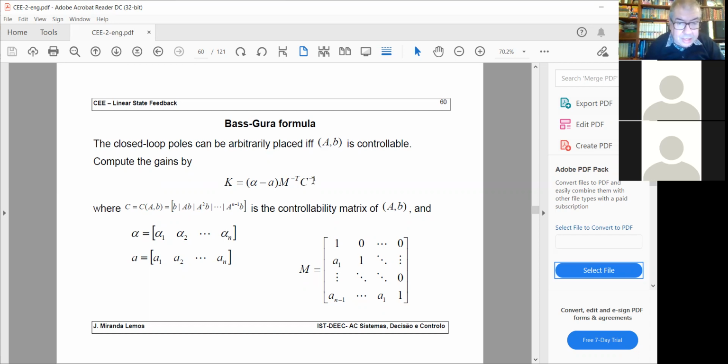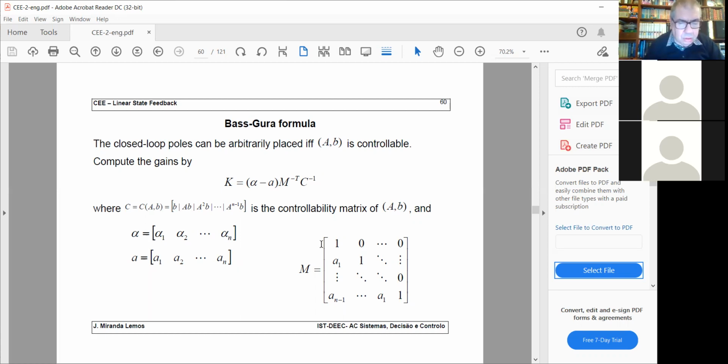And then you have here this C minus 1, and this C is the controllability matrix of the pair AB. So if this formula is true, your controllability matrix must be invertible. And this formula is related to systems with just one input and one output. So you have a link here with controllability. If the system is controllable, if the pair AB is controllable, then the inverse of the controllability matrix exists, and you can compute the gains in this way.